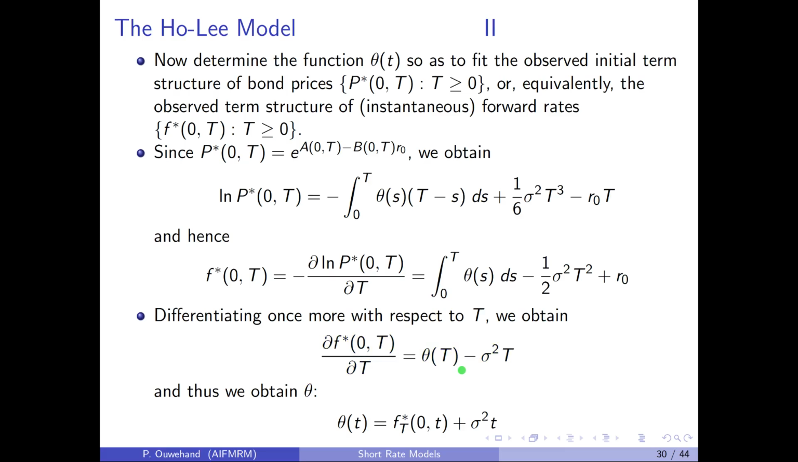Now capital T here is arbitrary, and if we rearrange this equation and replace capital T by little t, we get the expression for theta t that we seek. Theta t is the partial derivative of the instantaneous forward rate with respect to the maturity variable evaluated at 0, at little t, plus sigma squared little t. So it depends on the slope of the instantaneous forward rate curve at time 0.